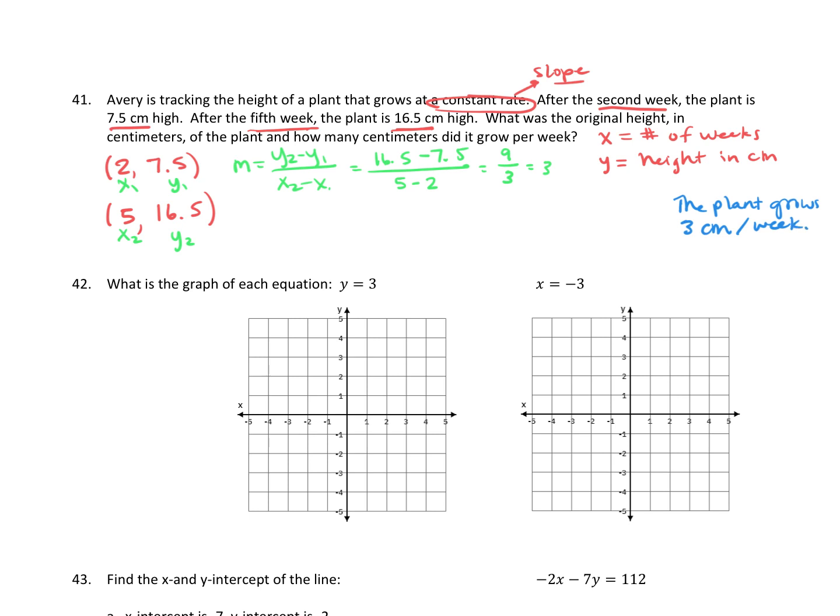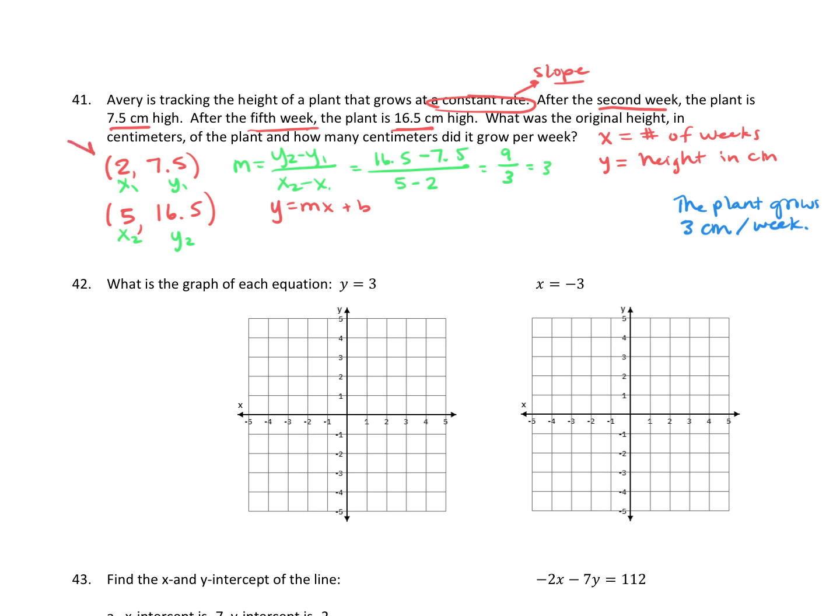Okay, so to figure out the original height in centimeters of the plant, that's going to be the y-intercept. The y-intercept is when your x is 0. So when our number of weeks is 0, the y will be the height of the plant. How tall was the plant at 0 weeks, at the start of this whole thing? To find the y-intercept, we are going to use slope-intercept form, y equals mx plus b.